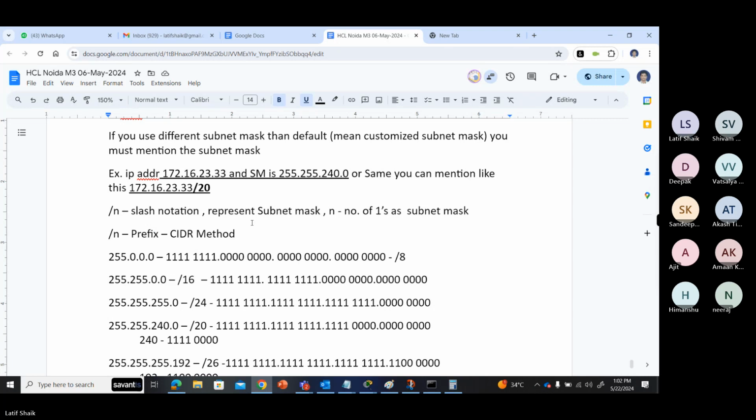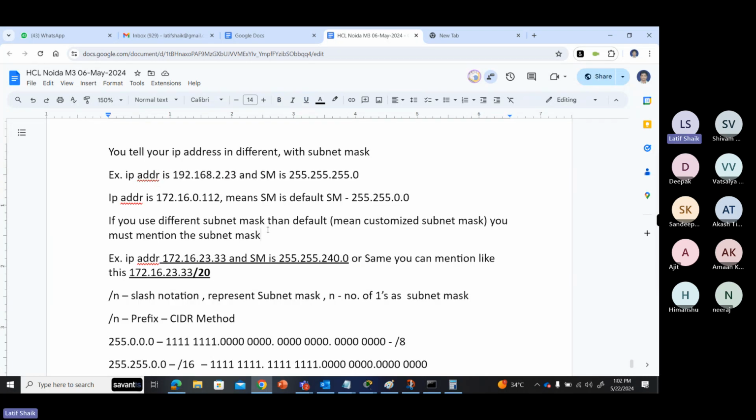Classful, classless. Another point is when you are configuring or writing your IP address, you write the IP address, and if you don't mention the subnet mask, it means it is the default subnet mask. Or you can mention the default subnet mask also. When you are configuring an IP address on a device, it can be a PC, laptop, or a router, you have to mention both IP address and subnet mask. Sometimes the system will take the default subnet mask by default. If it is changed, you must give it.